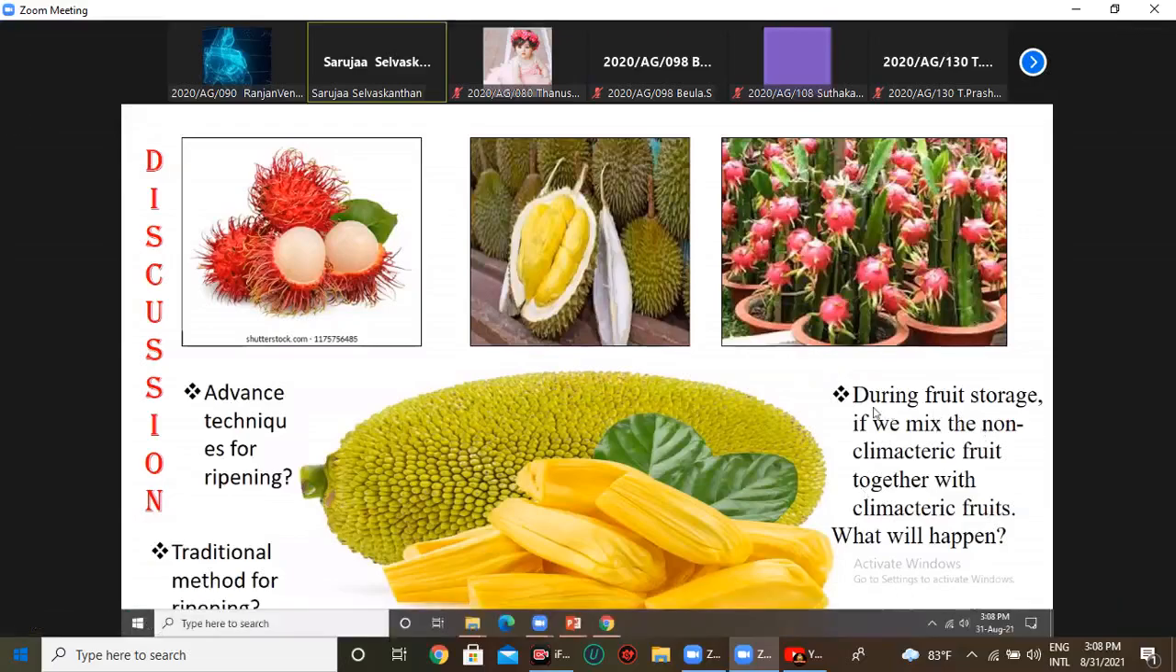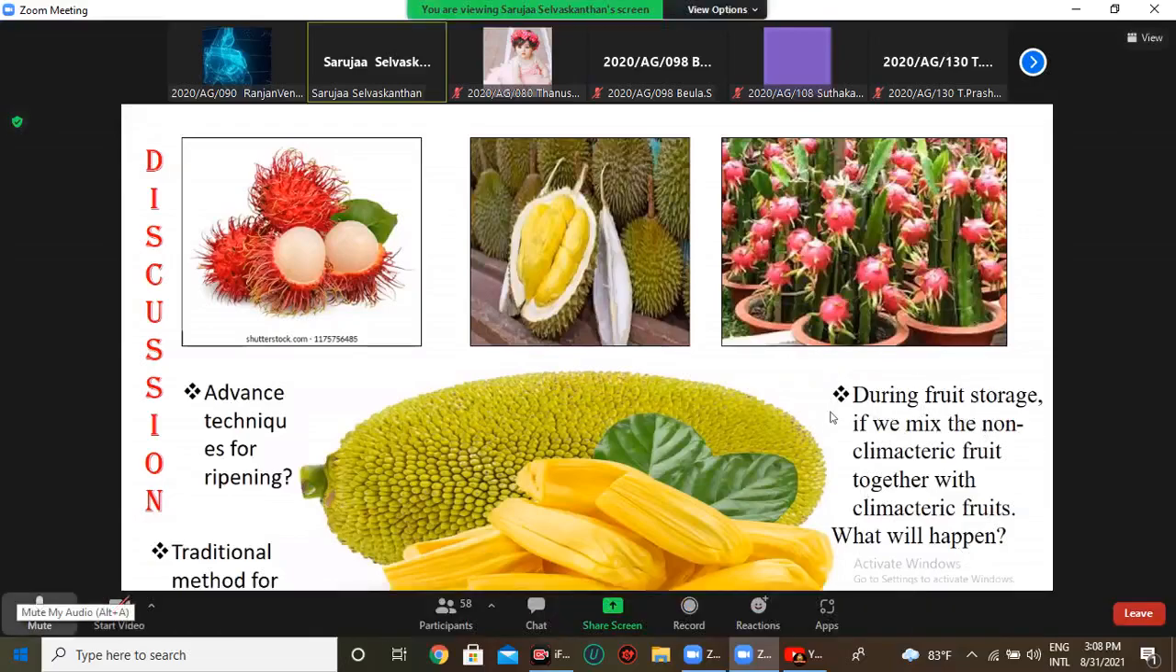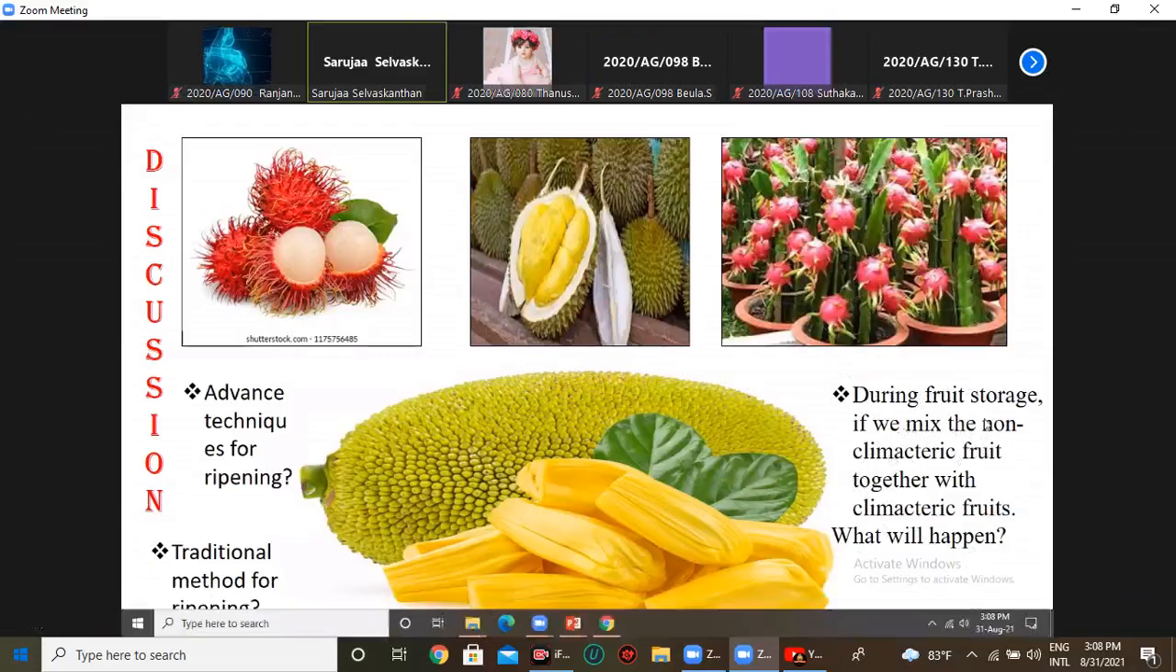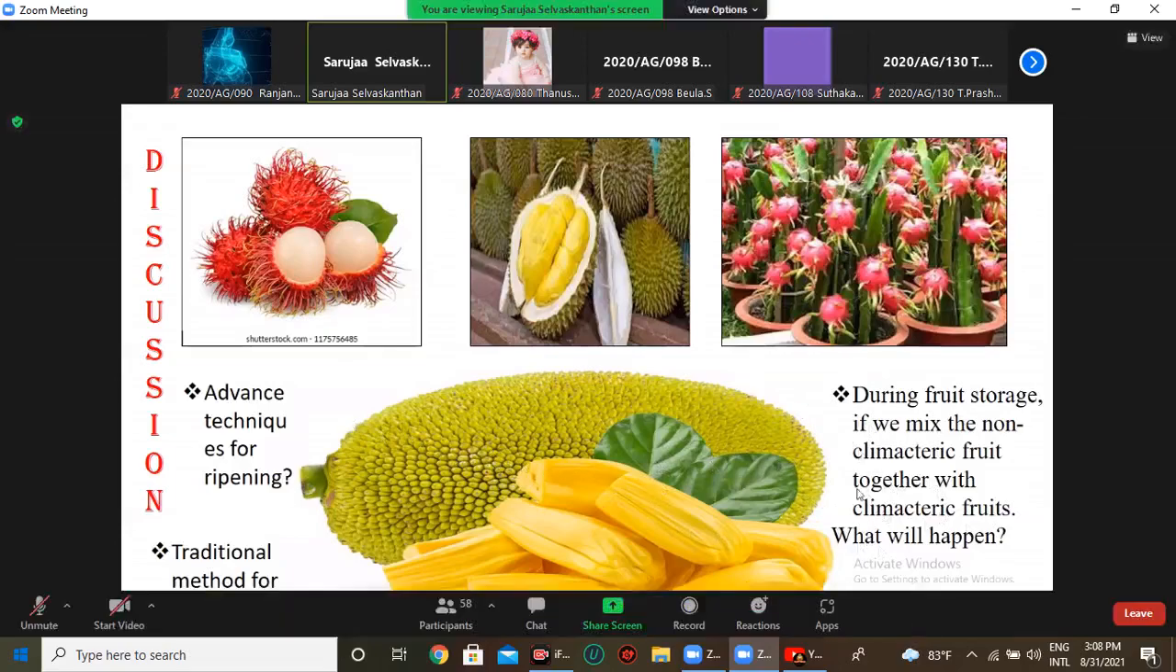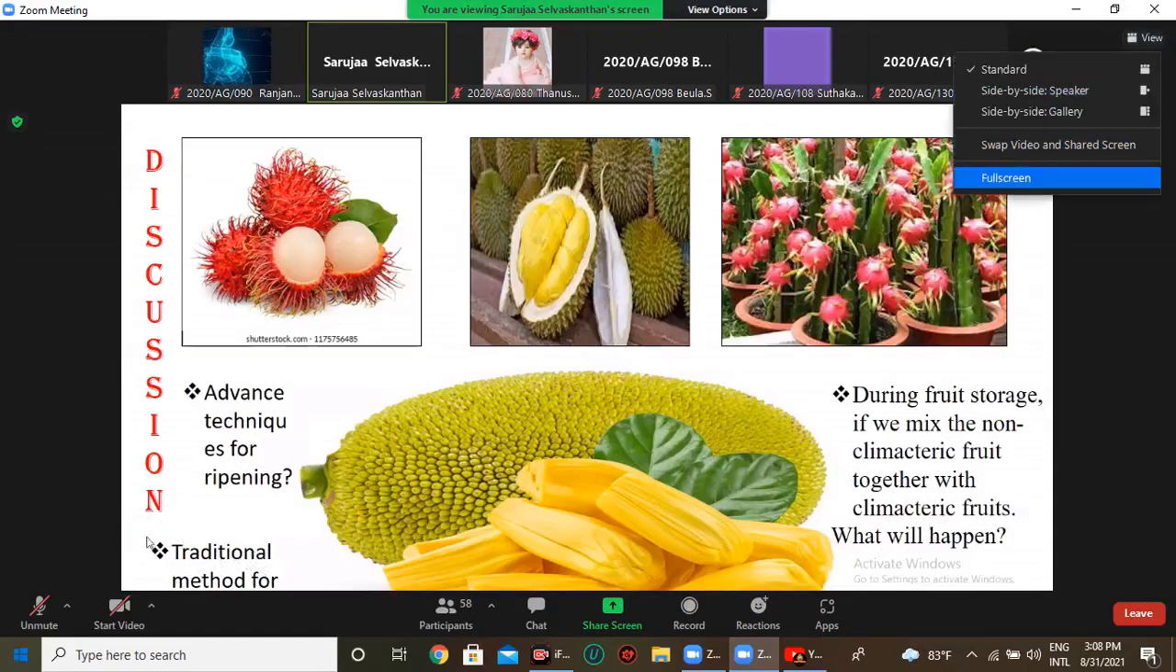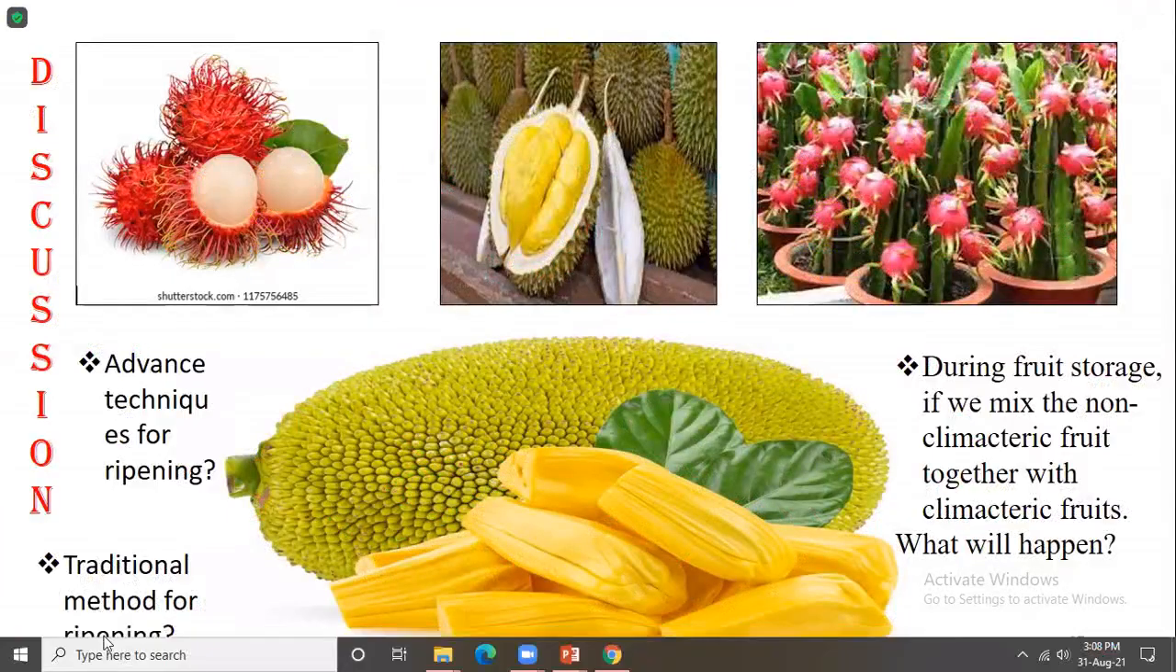Okay, then this one also you can write in your discussion part. During fruit storage, if you mix non-climatic and climatic fruit, what happens? You can write that in your discussion part. And also advanced techniques for ripening and traditional methods for ripening, like firing. Many additional methods are there, some traditional methods like that.